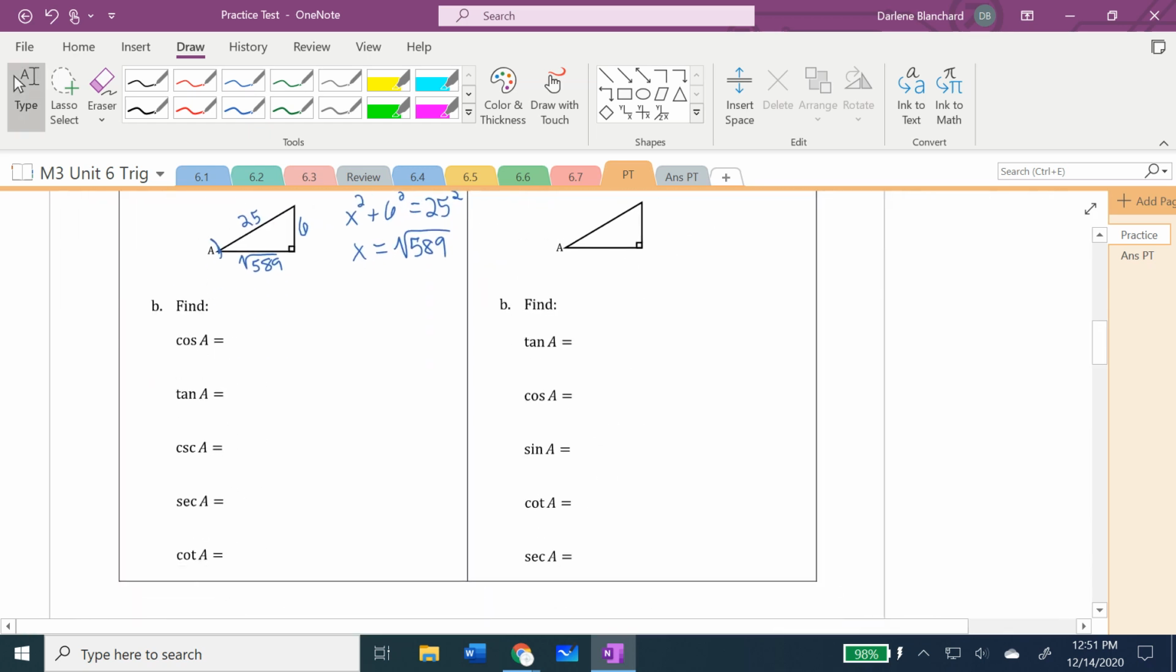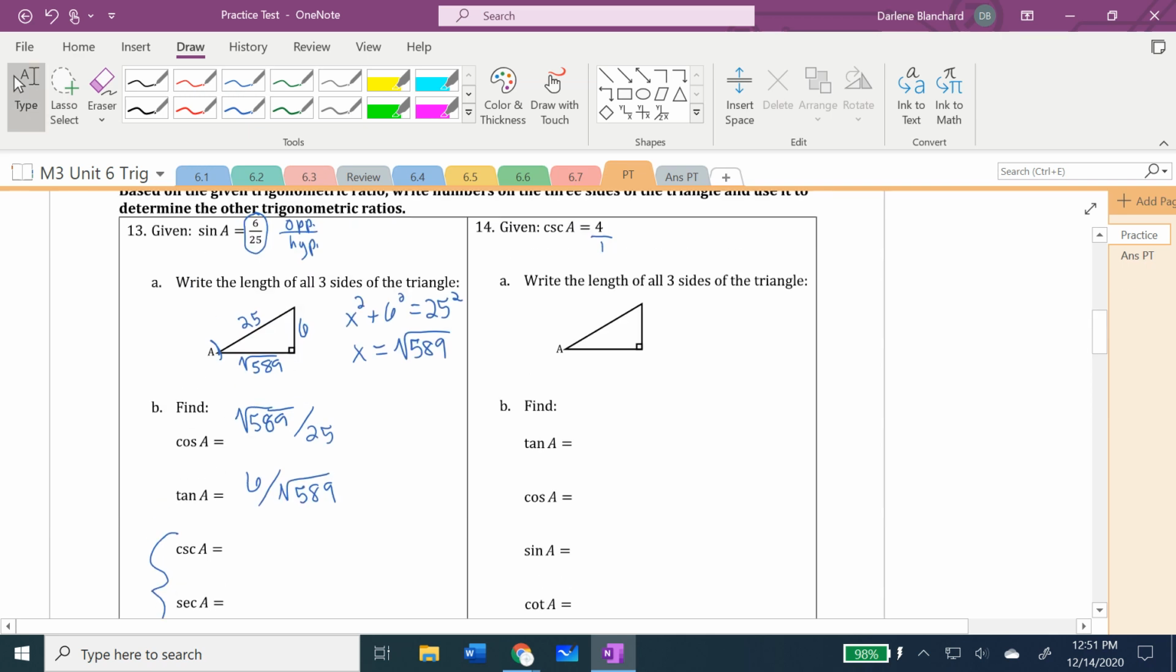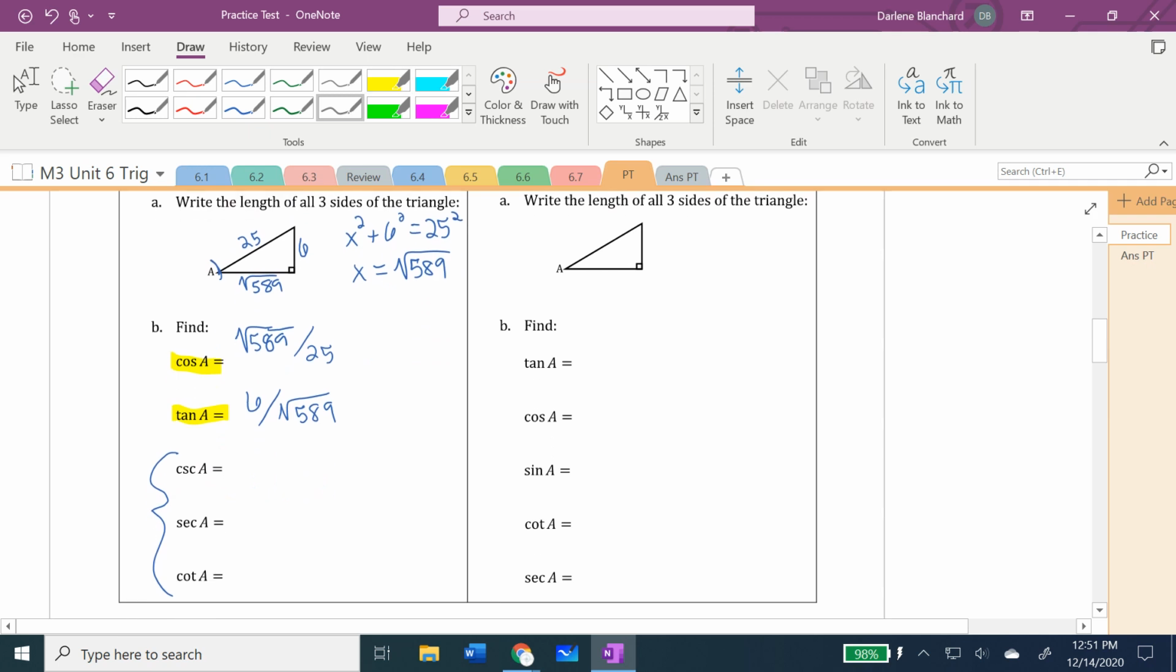I've got listed here the trig functions you're expected to write the ratios for. So you're showing me that you know that cosine is the adjacent side over the hypotenuse, and that you know that tangent is opposite over adjacent. Then these three are your reciprocals. So you can just use the three that you already have, the fact that you're given the sine and then your cosine and tangent. Just take what's there and reciprocate.